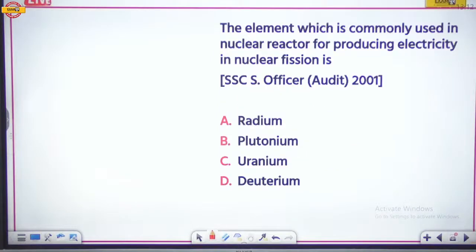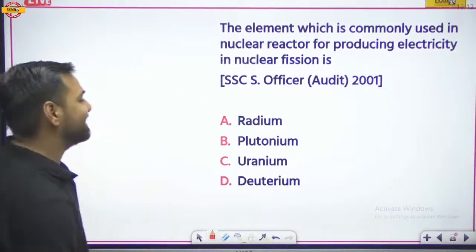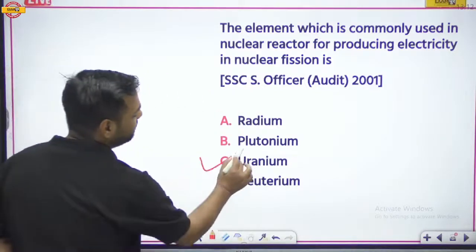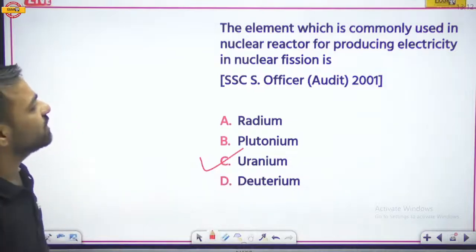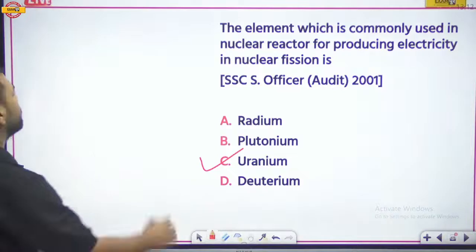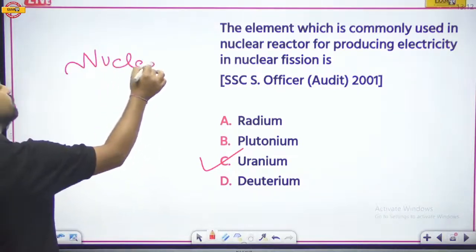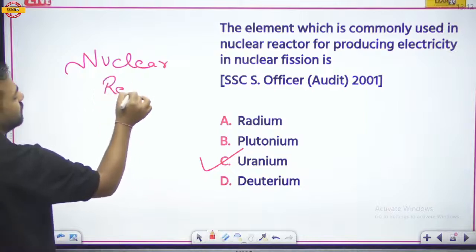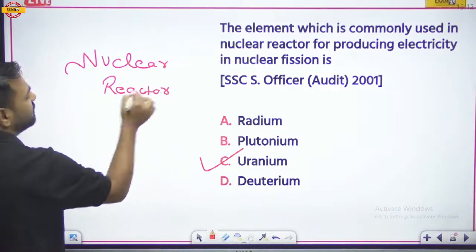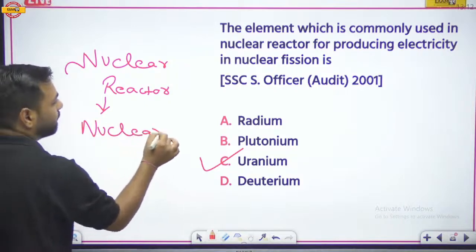Next. The element which is commonly used in nuclear reactor for producing electricity in the nuclear fission. Discussed about it. What's that? Yes, that's the uranium. So uranium is the one which we are actually using in nuclear reactors for producing electricity. Now, please remember, whenever you are talking about those nuclear reactors, the process which is occurring here is nuclear fission.